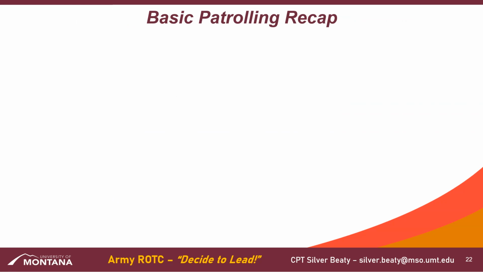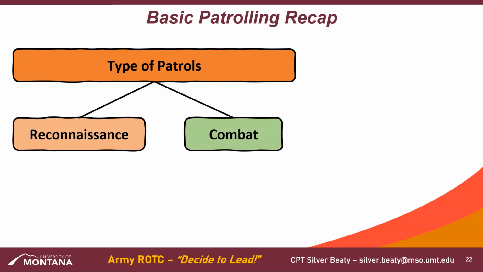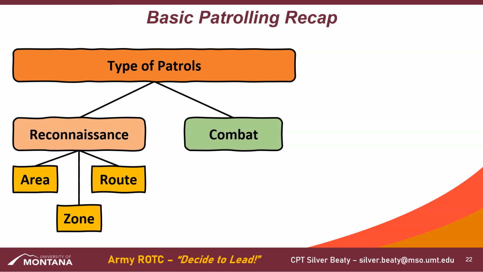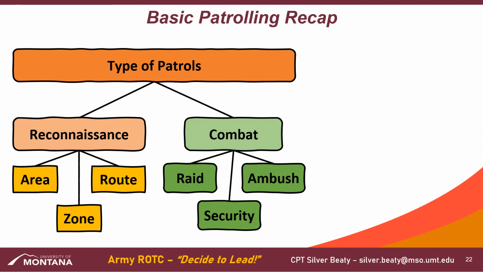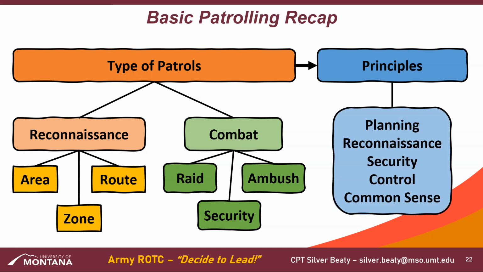All right, so we're going to do kind of a recap, actually more of a review of these different things. We've got our types of patrols, right? Those are your reconnaissance and combat patrols, which are each broken down into 3 different categories. So you have area, route, and zone recon patrols. And then you have raid, ambush, and security patrols that all fall under combat patrols. All of these patrols need to follow 5 basic principles, and those are planning, reconnaissance, security, control, and common sense. So this was just a nice quick way to pull everything that you just watched in the first 20 slides into a basic flowchart.